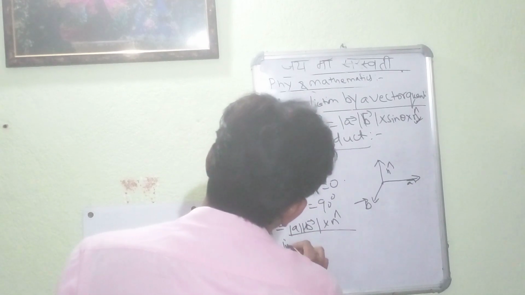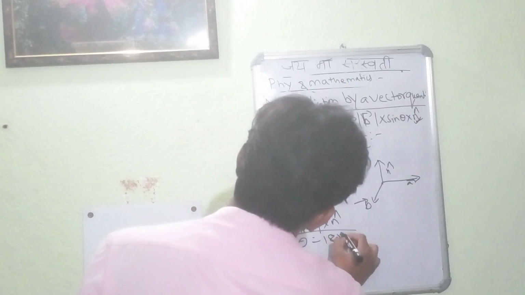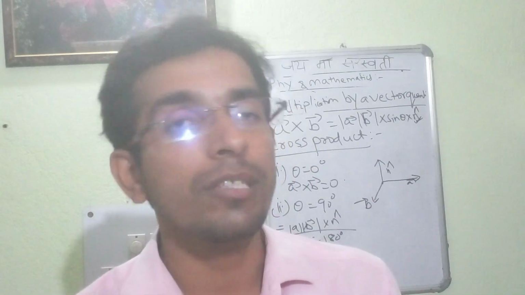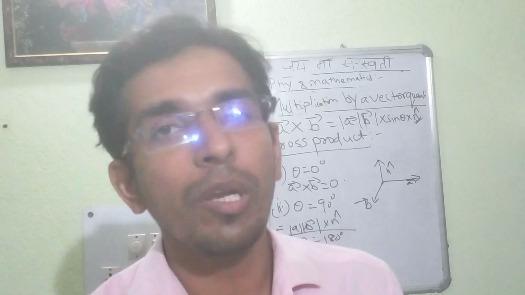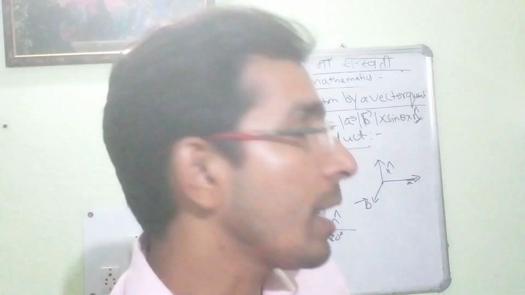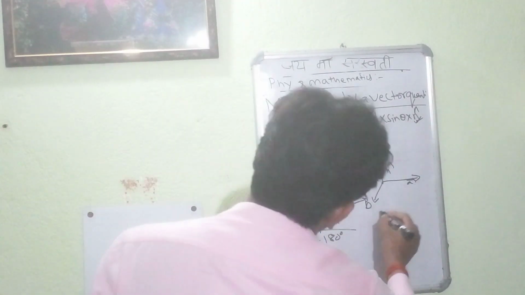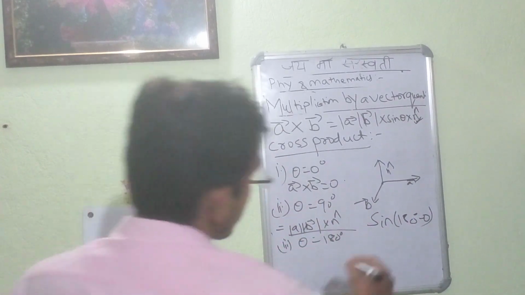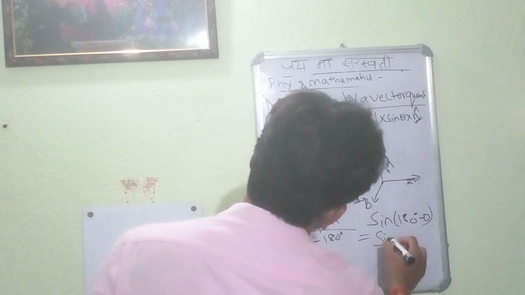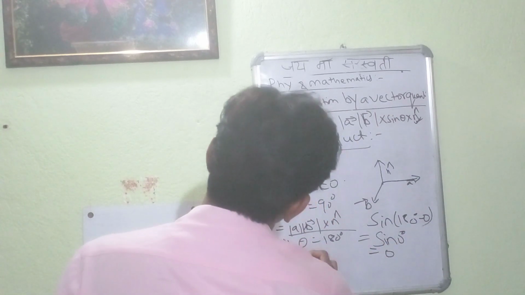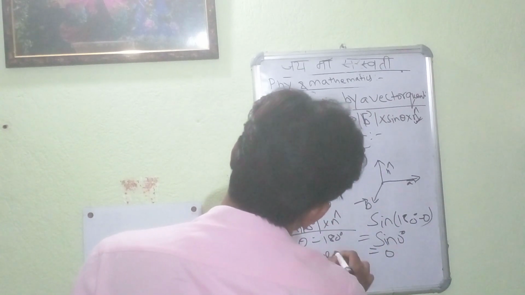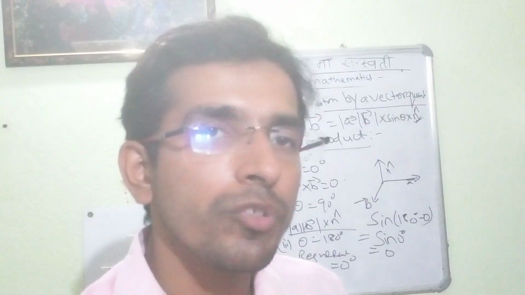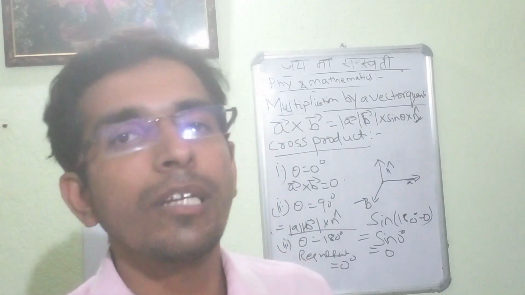Thirdly, whenever theta is equal to 180 degree, the two vectors will be placed in such a way that the angle between them is 180 degree, the angle of a straight line. So in that case, we will be substituting sine 180 degree, which is sine 0. Sine 0 is 0. So in this case also, the resultant will be 0. So in the cross product, whenever theta is equal to 0 degree or 180 degree, the resultant will be 0.